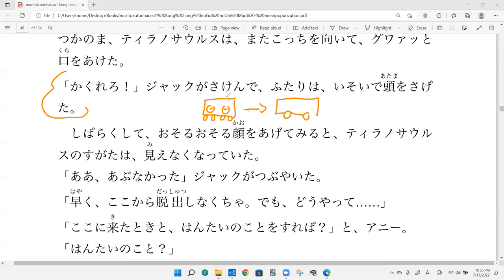Kakureru. It's from kakureru, which means to hide. So he's saying hide. Okay. So Jack screamed, or called out, and both of them isoide, in a hurry. Atama o sageta, they lower their head. So they're looking out the windows like this, that goes, hide! And then both of them hide their heads. The window is now empty, most likely.